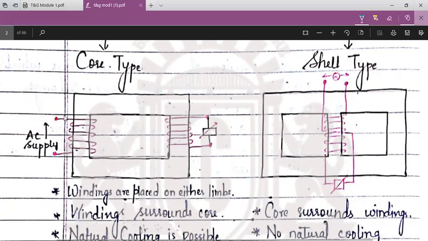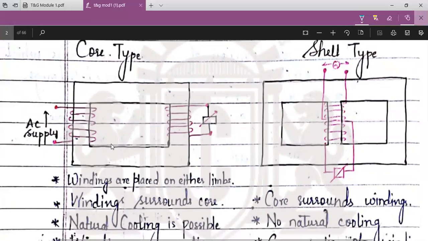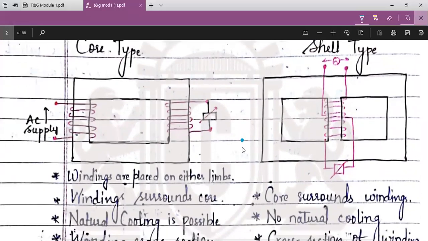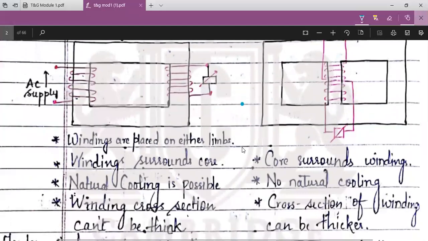And here the windings encircle the core. Here the core encircles the winding. See here, these are the cores. This will encircle the windings in the case of the shell type of transformer. Here in the core type the windings surround the core. And in case of the core type of transformer, natural cooling is possible. Here in the shell type there is no natural cooling, so we have to use other types of cooling methods. We will come to that in the next concept.